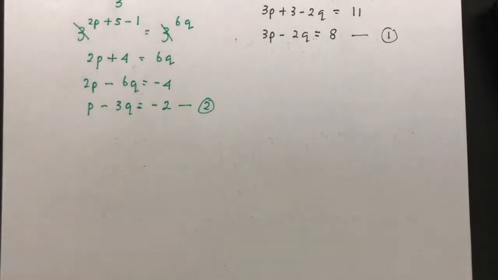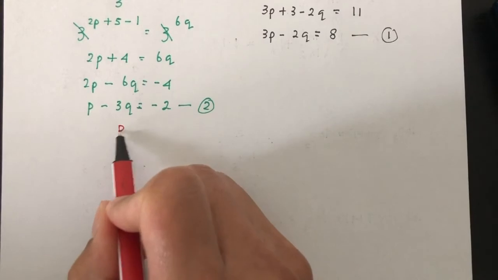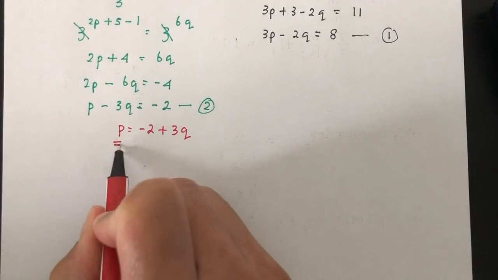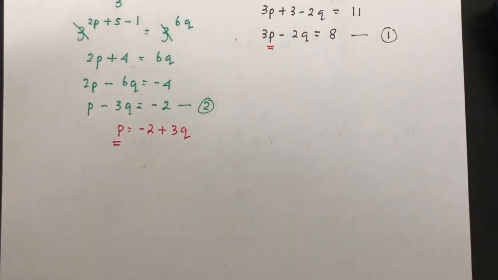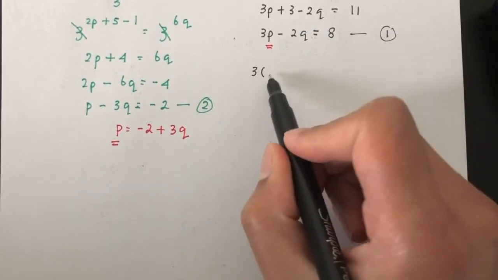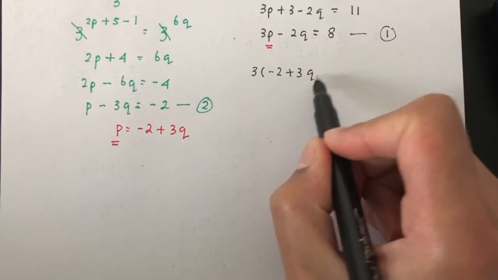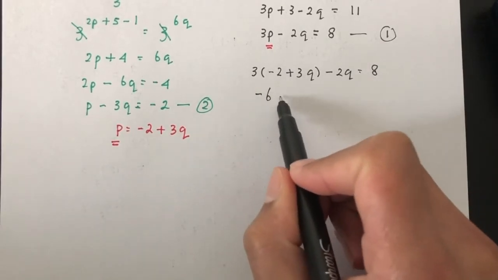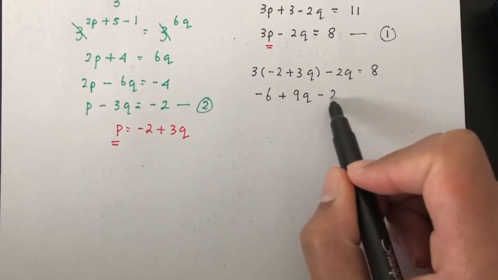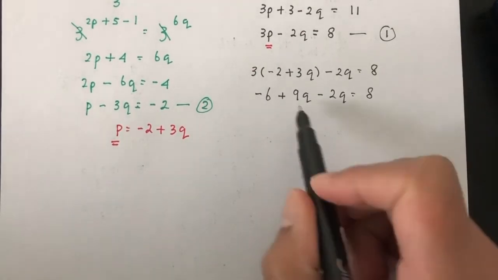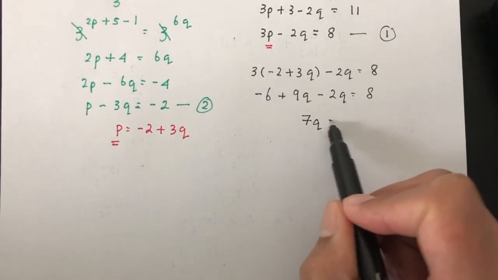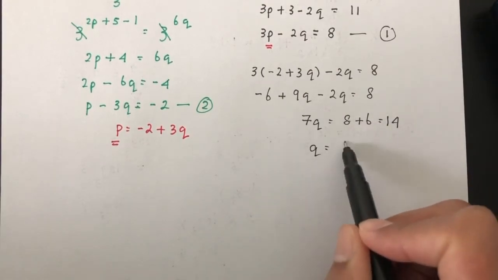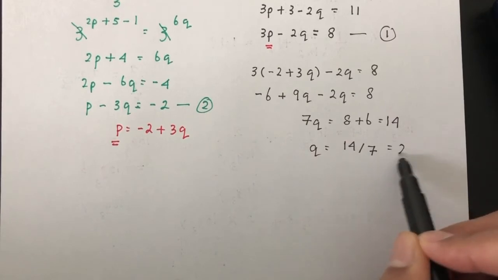Now we can make p the subject of the formula for this one. So p will be minus 2 plus 3q. Now replace p in this equation. So here you will have 3 times p, which is (minus 2 plus 3q), minus 2q is equal to 8. That will be minus 6 plus 9q minus 2q equal to 8. That will be 7q equal to 8 plus 6, which is 14. So q will be 14 divided by 7, which is 2.